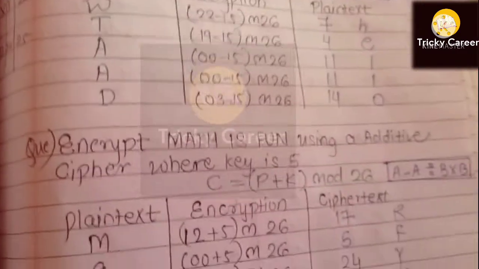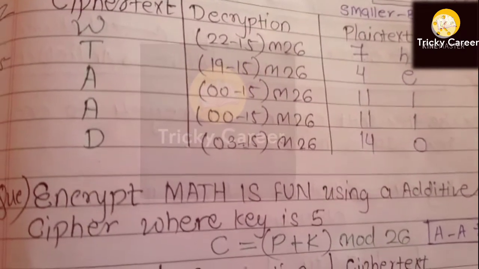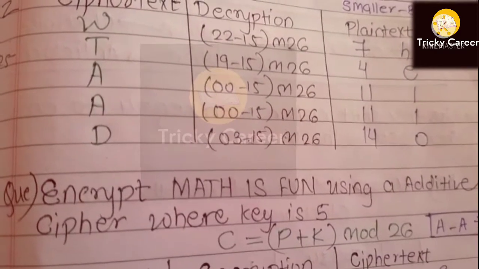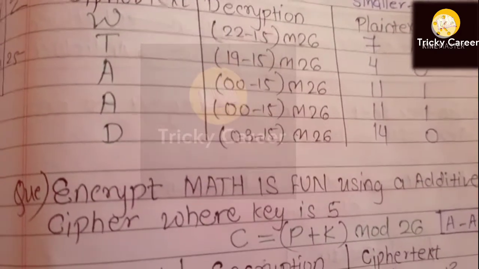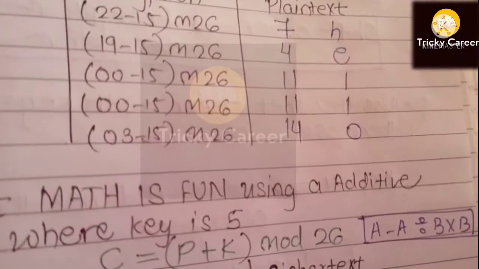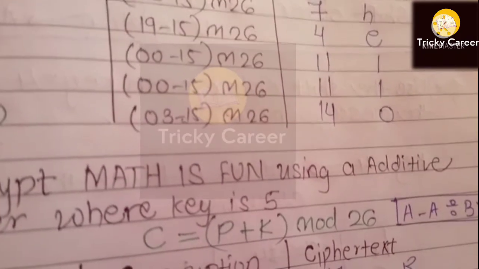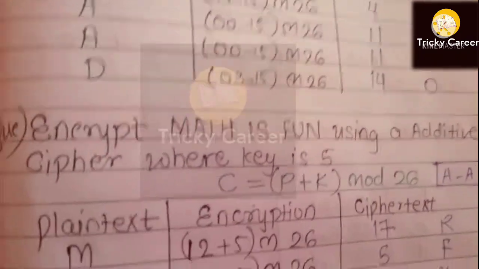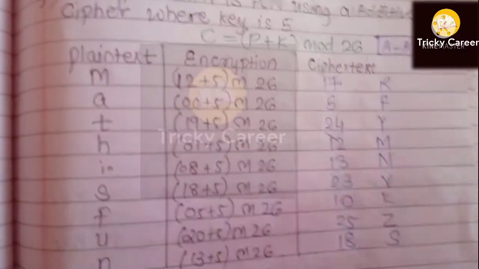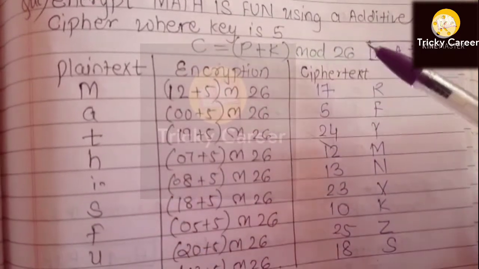The next question: we are solving encrypt MATH IS FUN using additive cipher where the key is 5. For encryption, C equals P plus K mod 26, and we are typing in the calculator A minus A divided by B into B in DEC 4 mode. In the calculator the mode is 4. So the plaintext is MATH IS FUN, and M represents 12 plus the key given as 5 mod 26.